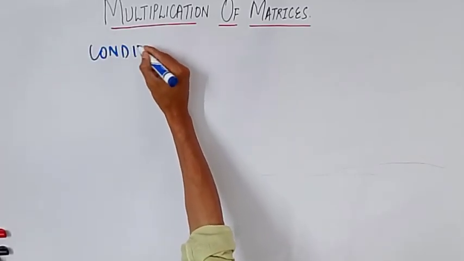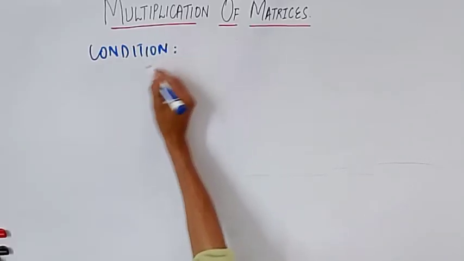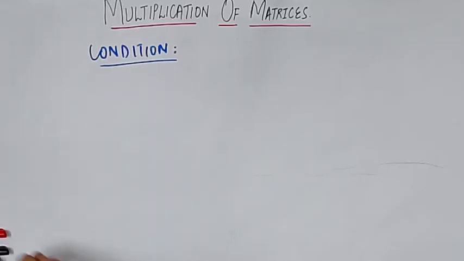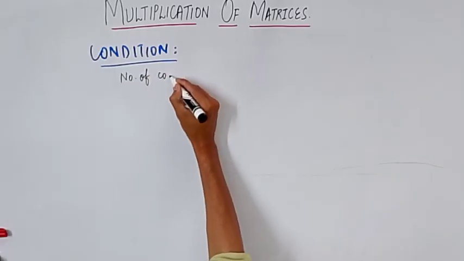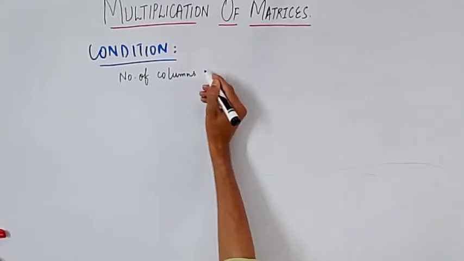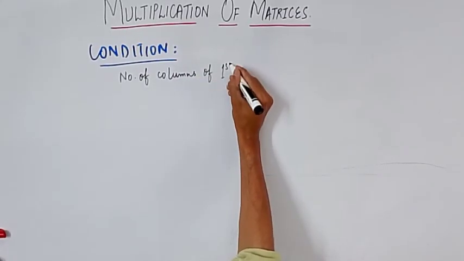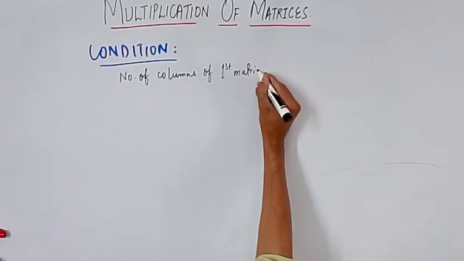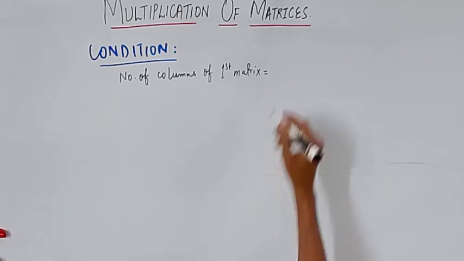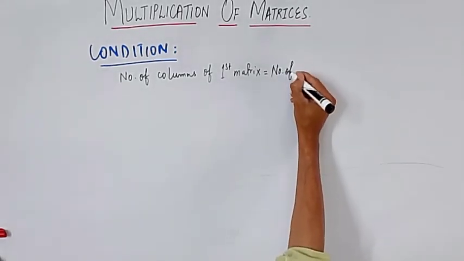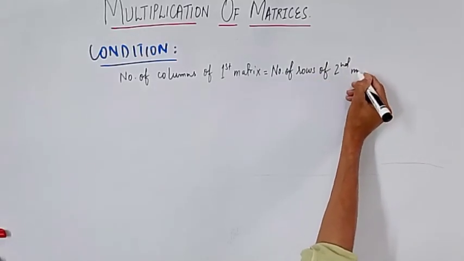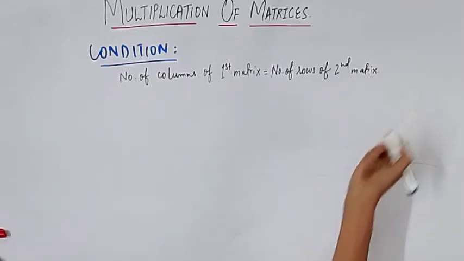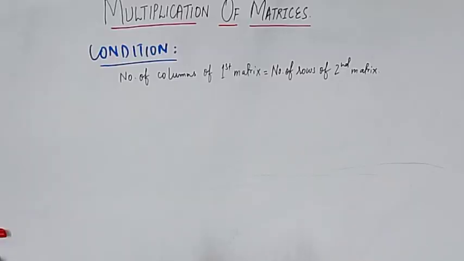Condition for matrices multiplication. If you are multiplying two matrices, the number of columns of the first matrix must be equal to the number of rows of the second matrix. What does it mean? Let's take an example.